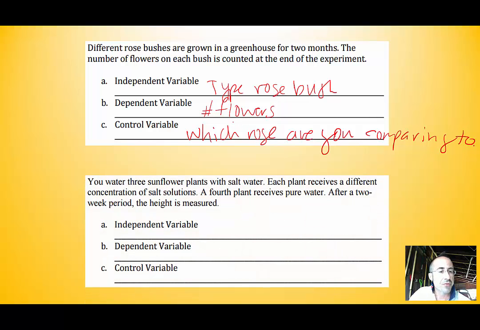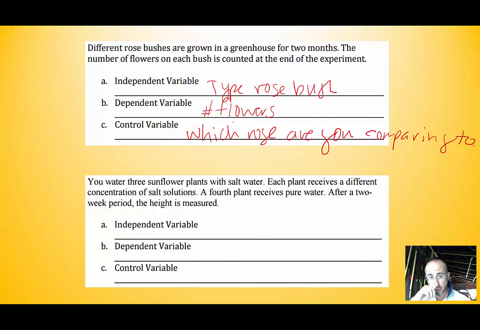All right, read through this, work through your independent, dependent, and control variable, hit the pause button, and then come back when you're done and we'll review it together. Okay, guys, welcome back.